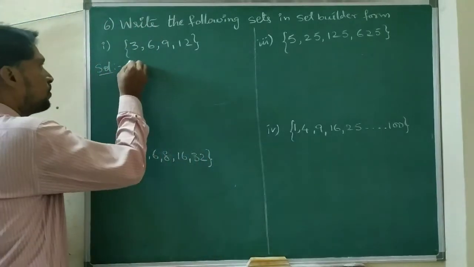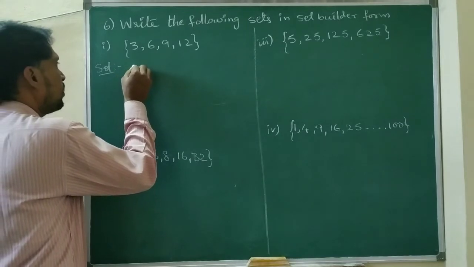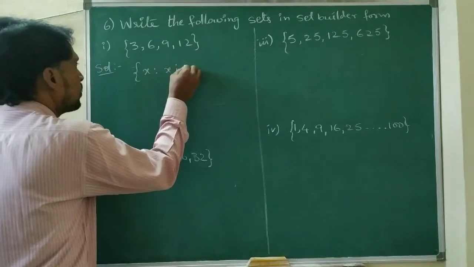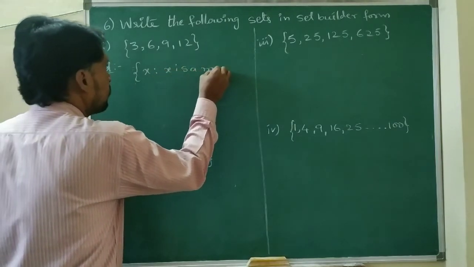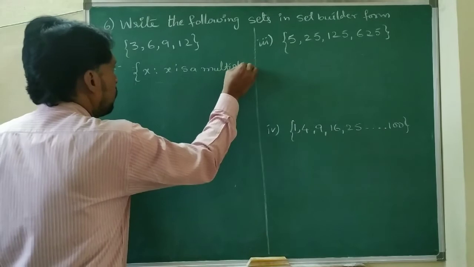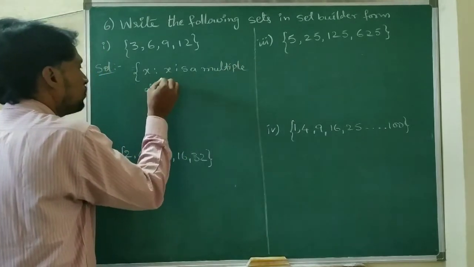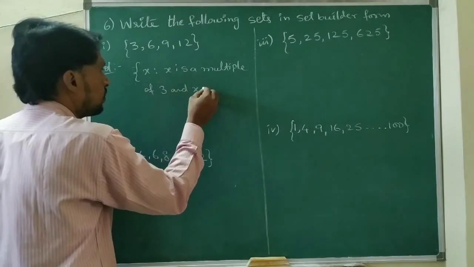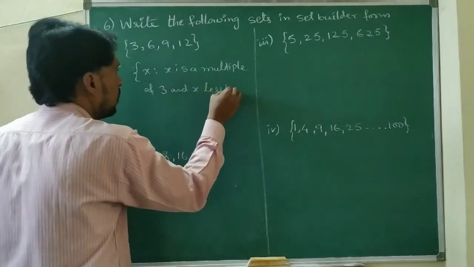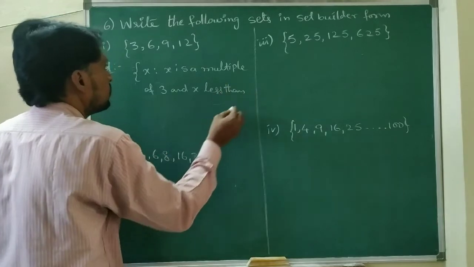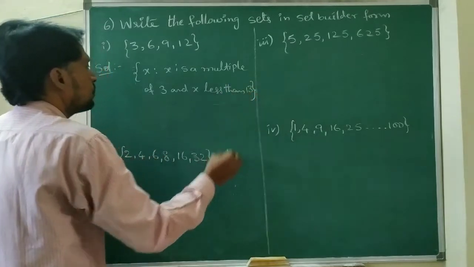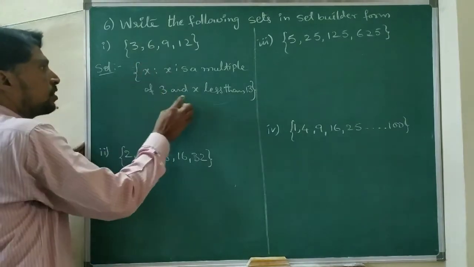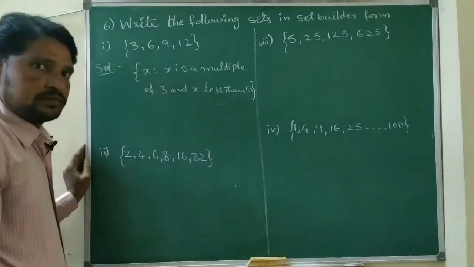So the set builder form of the given one is x such that x is a multiple of 3 and x less than 13. Here we should take only x values below 13.